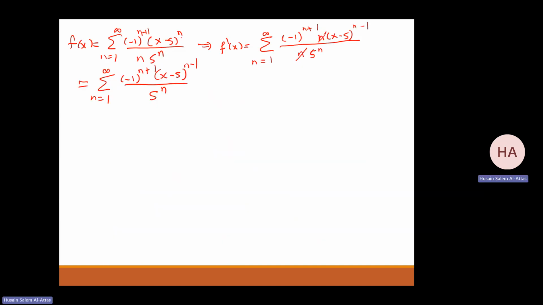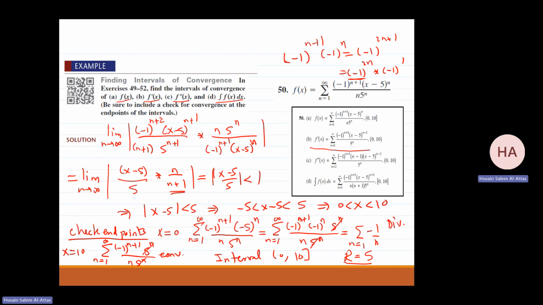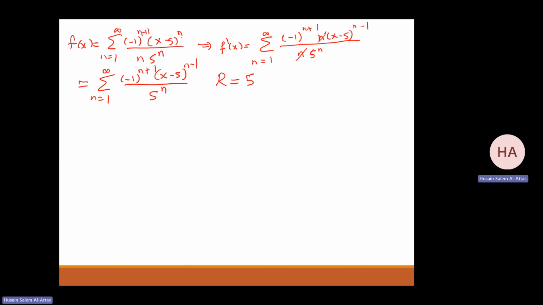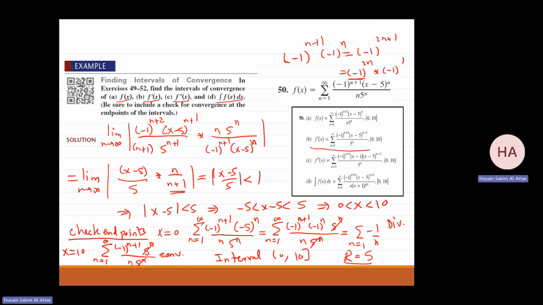Now be careful about the interval. For sure, without checking, r will be equal to 5. Same r, same radius. No need to check. You check it only for one of them, either f prime, f, or the integral. Okay, that will be 5. Clear. Now we'll check the interval. I need to check only the endpoints. And by the way, the derivative will take a point, will not add a point. But let me check both.